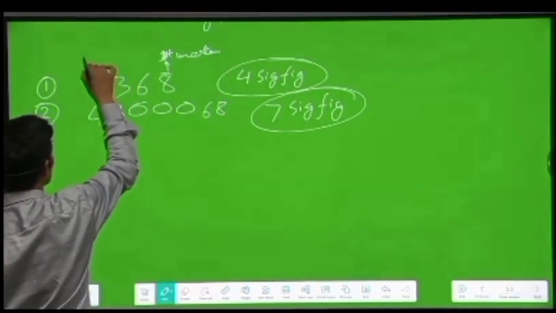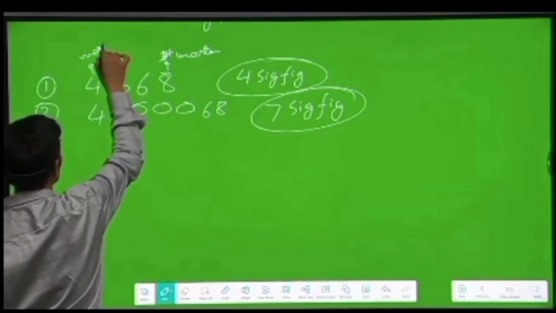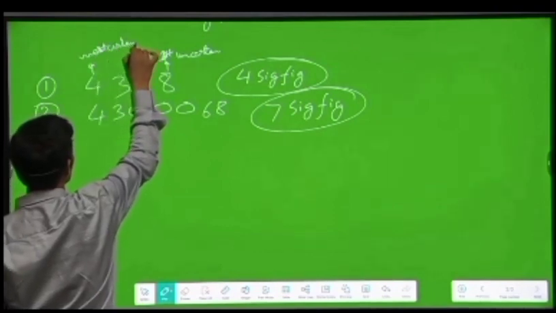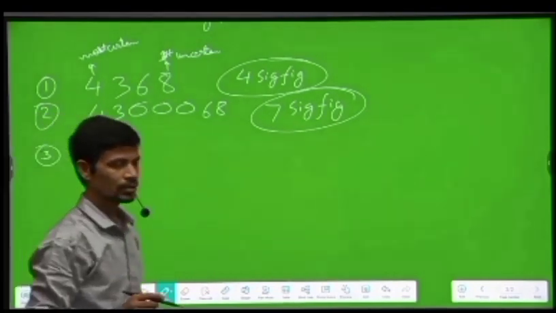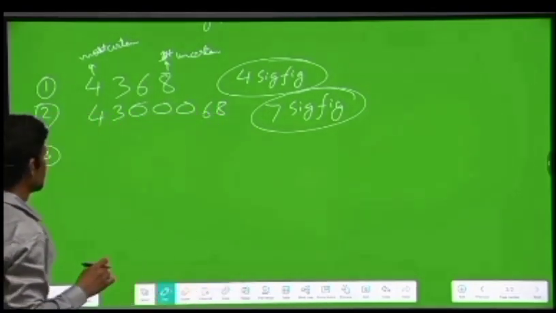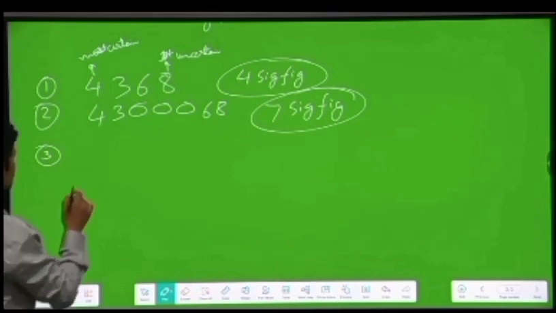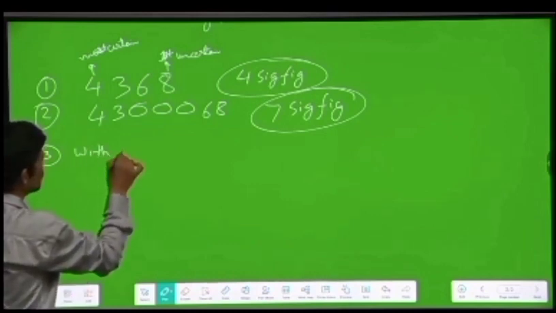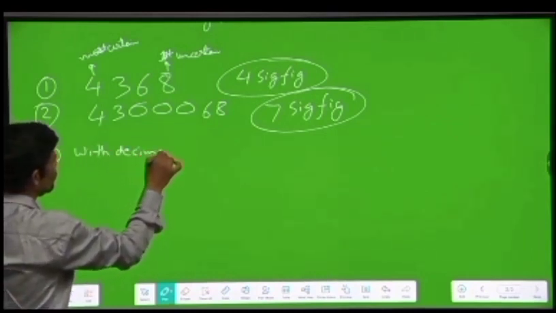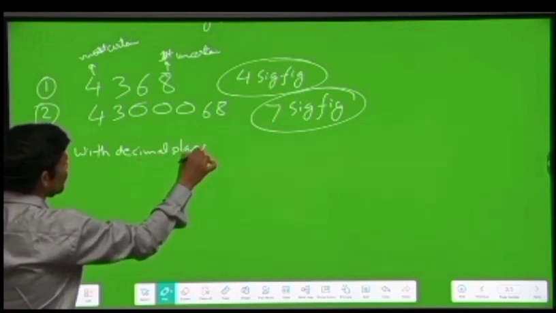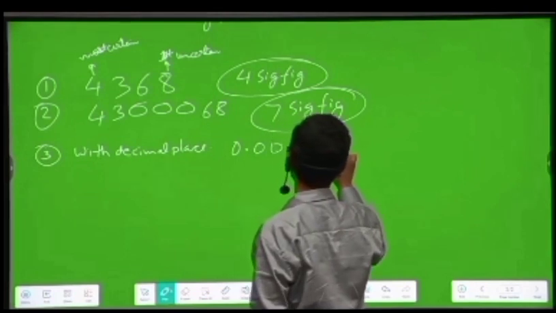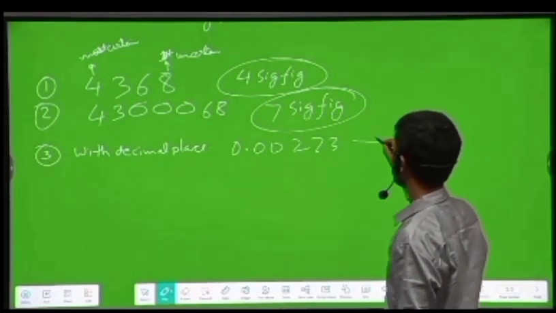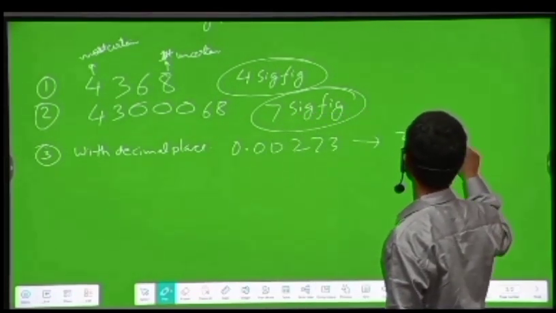Okay, this is most certain. Okay, now the third one is with a decimal place: 0.00273. It has only 3 significant figures.